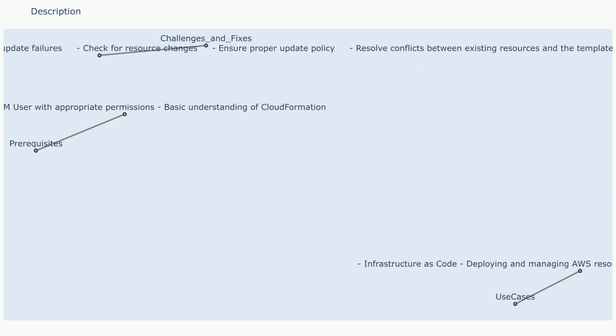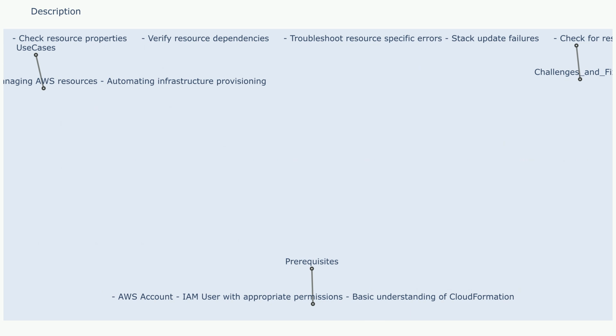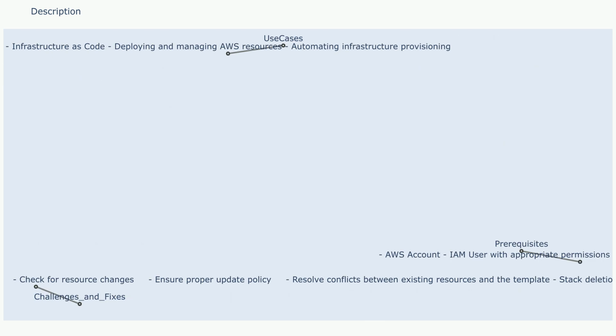Challenges and fixes: stack creation failure. Check template syntax. Ensure that the template follows the correct syntax for JSON or YAML. Verify resource properties. Make sure that the resource properties are valid and meet the requirements of the AWS service. Ensure sufficient permissions. Verify that the IAM user has the necessary permissions to create the resources defined in the template.